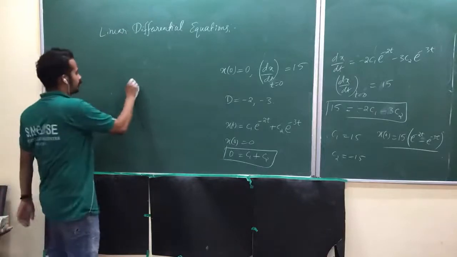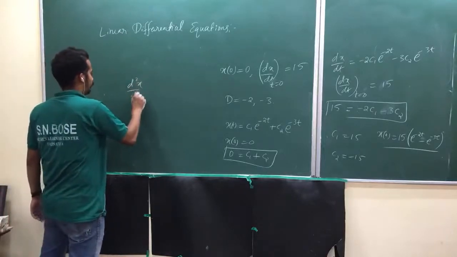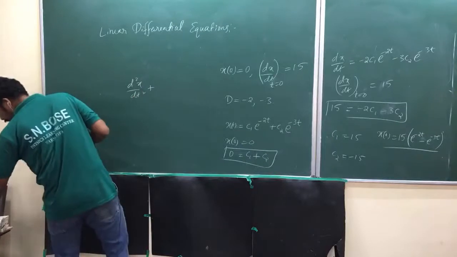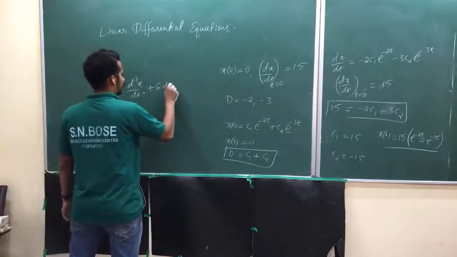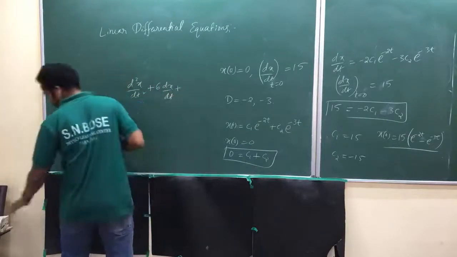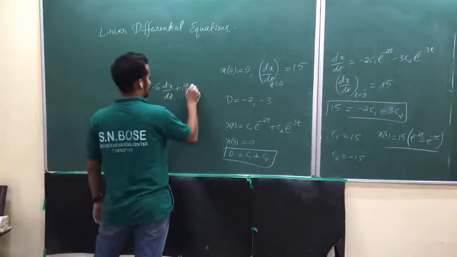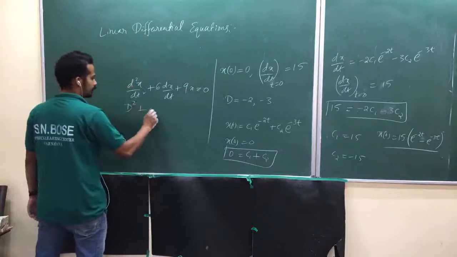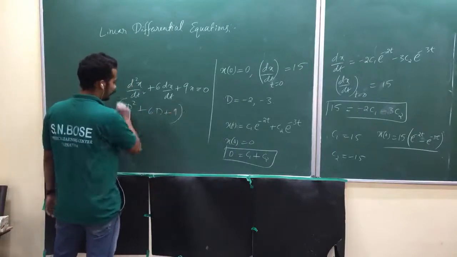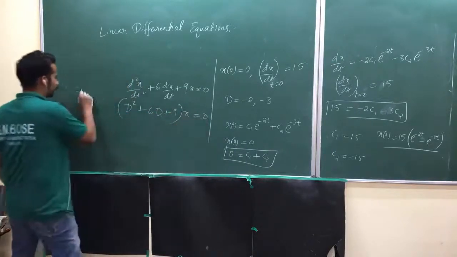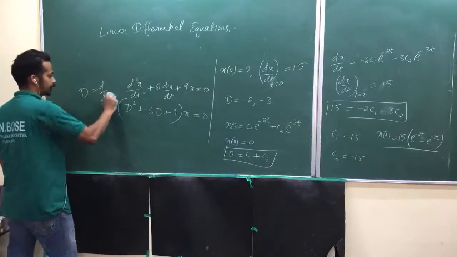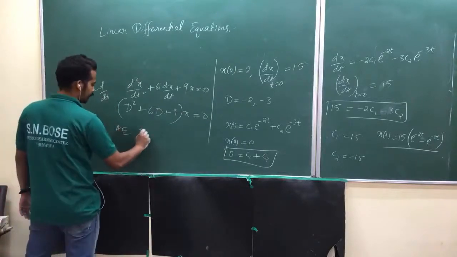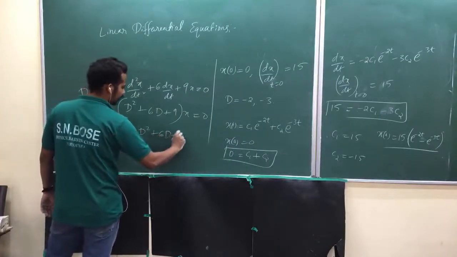d²x/dt² + 6 dx/dt + 9x = 0. x is a function of t. Is that okay? (D² + 6D + 9)x = 0, where D = d/dt, isn't it? The auxiliary equation is D² + 6D + 9 = 0.